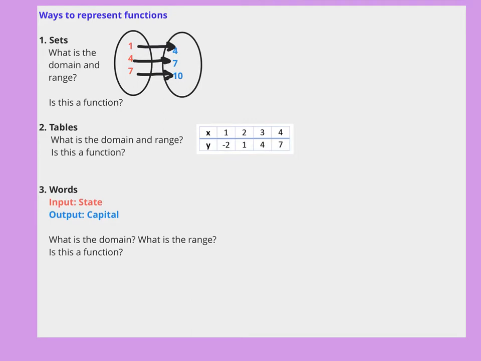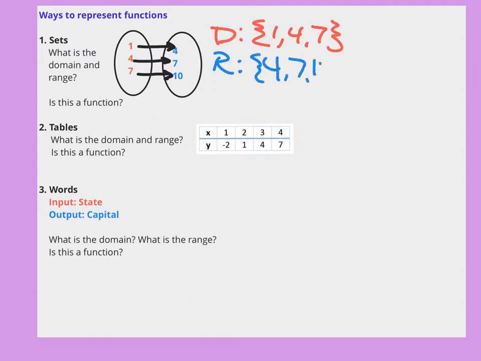We're being asked to decide what the domain and range are in this particular relation. So my inputs are going to represent my domain. So my domain is going to be the set of 1, 4, and 7. And then the outputs represent my range. My range will be the numbers 4, 7, and 10.